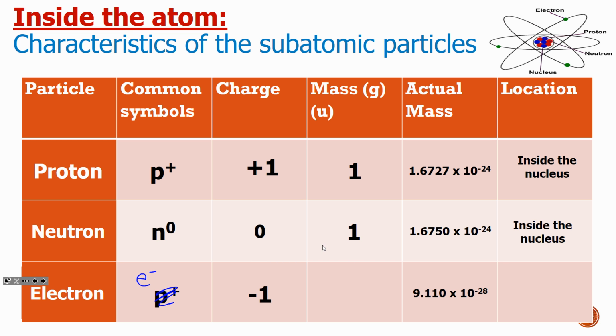Its mass overall is considered very small, 1/1840 or 1/2000 or 0.005 of the mass of a proton or a neutron. And you can see where that comes in right there. A neutron is basically a proton plus an electron. And it is found orbiting the nucleus.